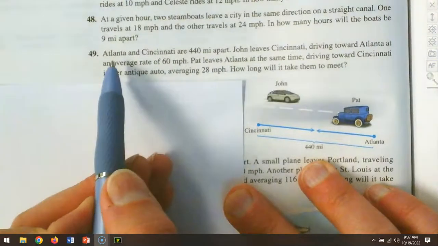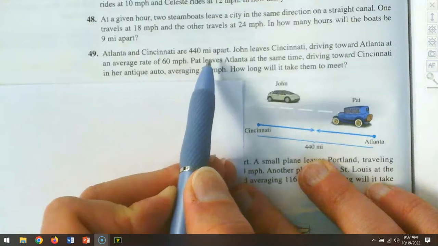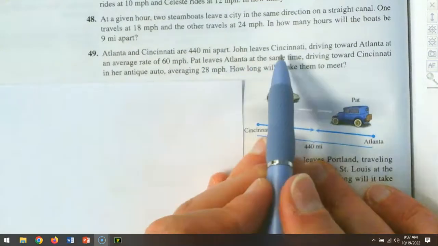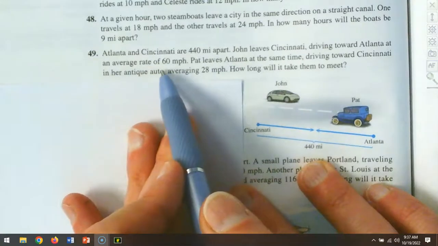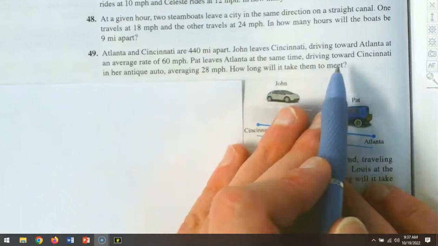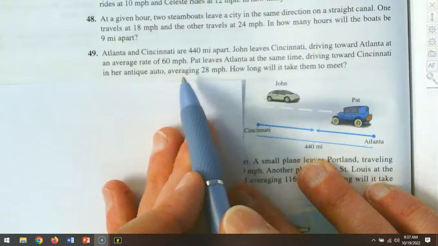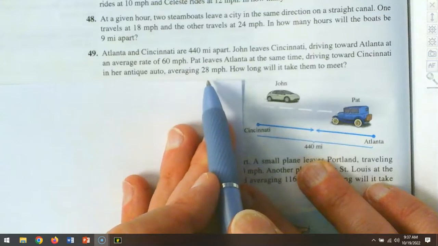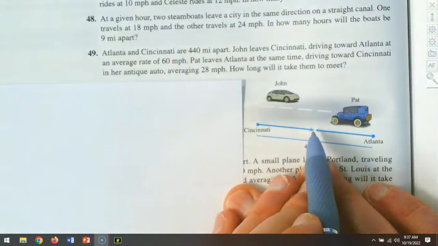So Atlanta and Cincinnati are 440 miles apart. John leaves Cincinnati, traveling towards Atlanta at an average of 60. Pat leaves Atlanta at the same time, traveling to Cincinnati in her antique automobile. She averages 28 miles an hour. How long will it take them to meet? So they're going to meet somewhere here.